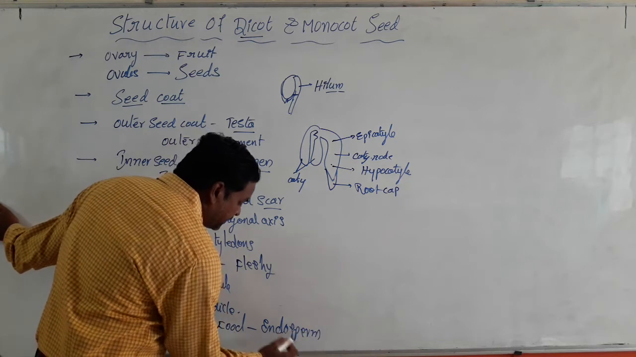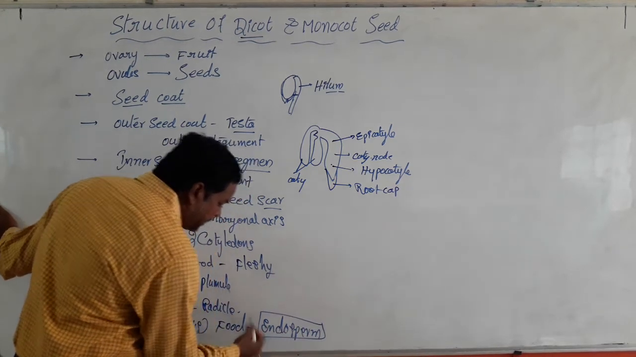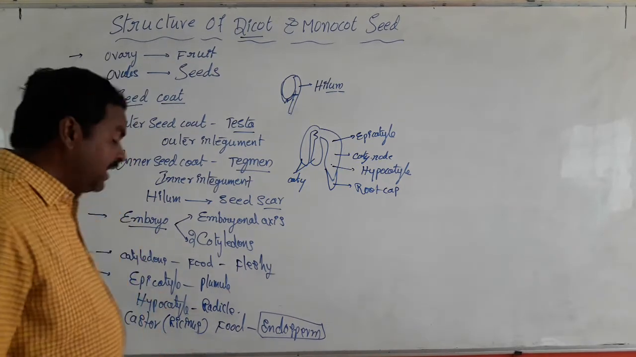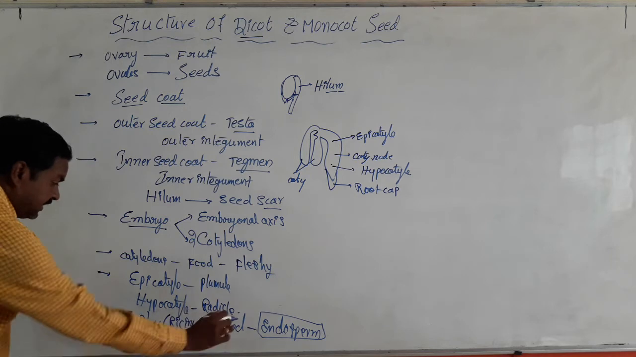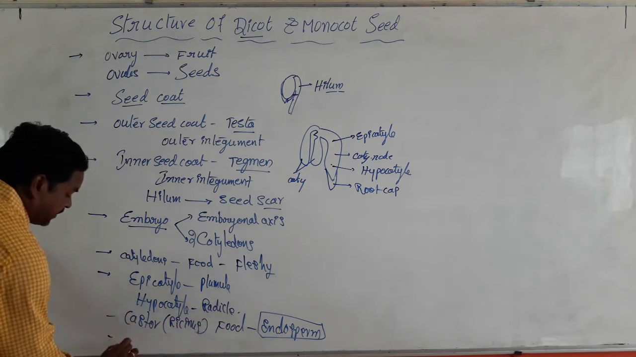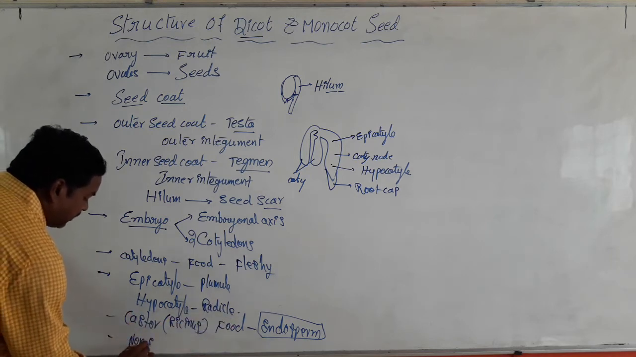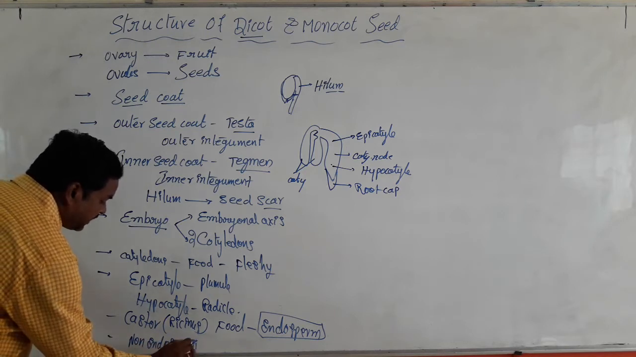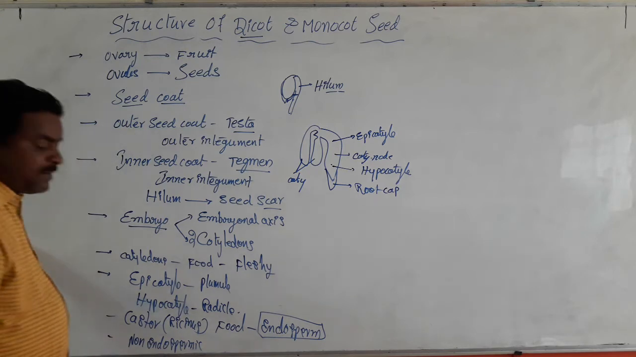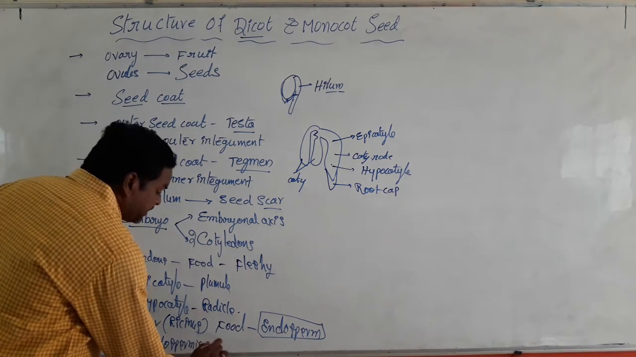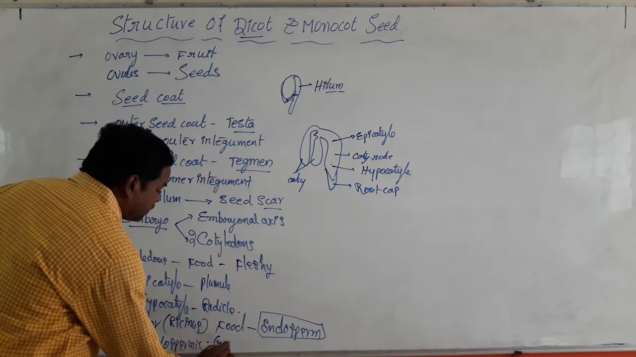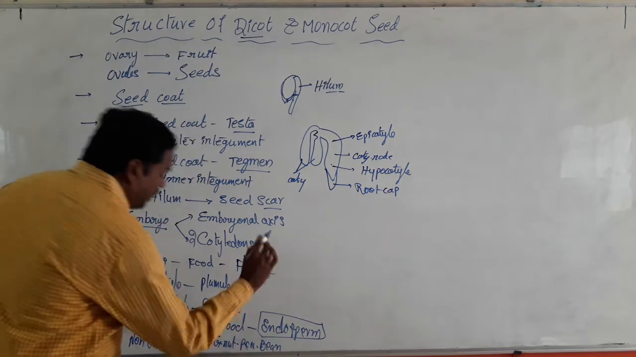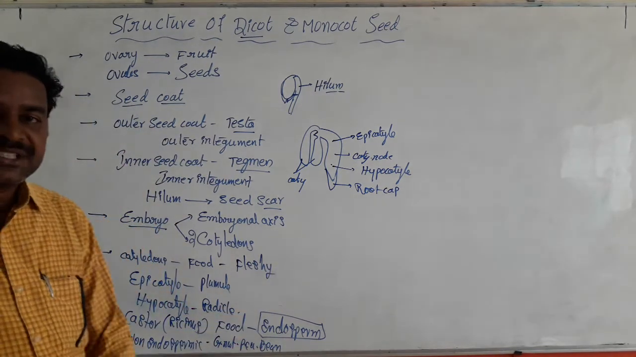Food materials are present in endosperm, exceptionally in some dicotyledonous seeds like castor. Similarly, in some seeds, this endosperm is completely absent. They are considered as non-endospermic seeds. Some of the best examples for non-endospermic seeds are groundnut, pea and bean. In this type of seeds, endosperm is completely absent.